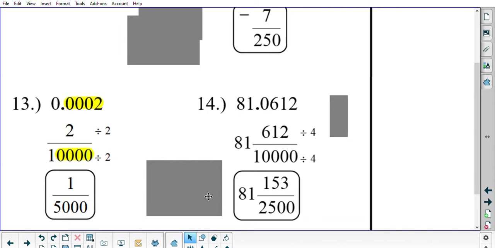Now, if you did not realize they were both divisible by 4, and you divided them both by 2, then you would have got 306 over 5,000. And then you'd have to reduce them both by 2 again to get what I have here, 81 and 153 over 2,500. 2,500ths is the official way of pronouncing that. That was fun to say.